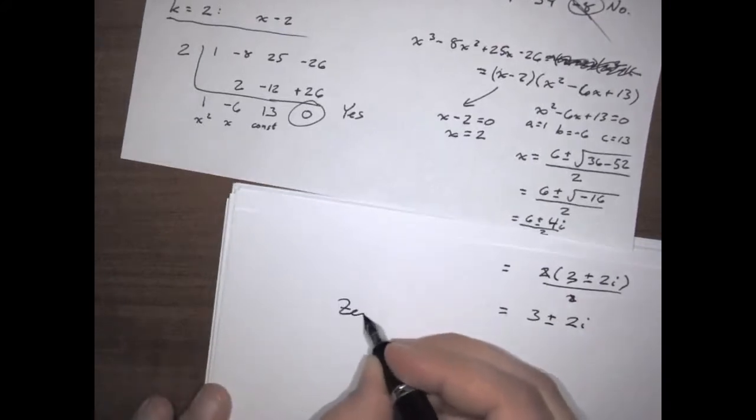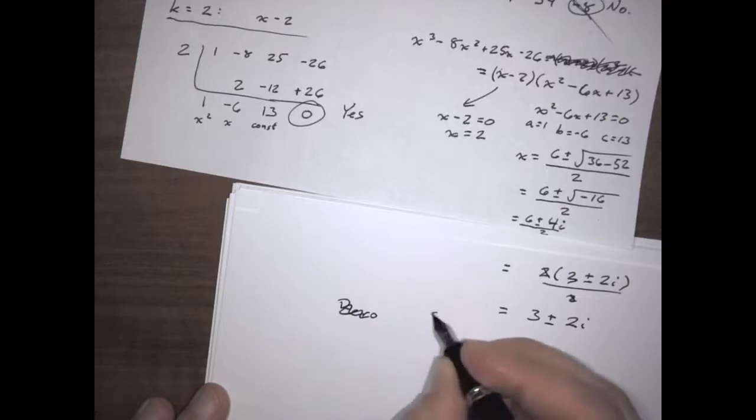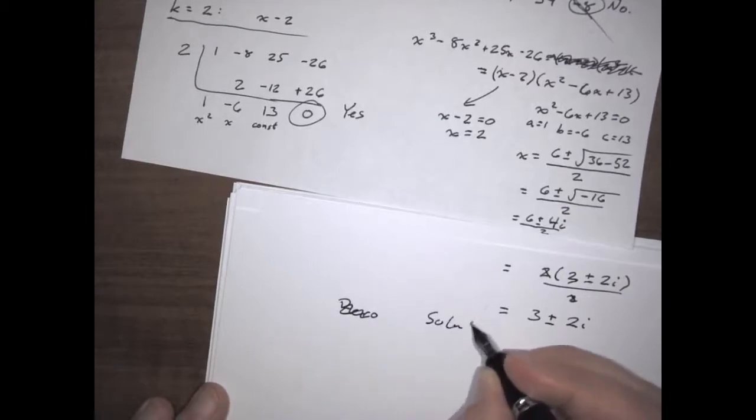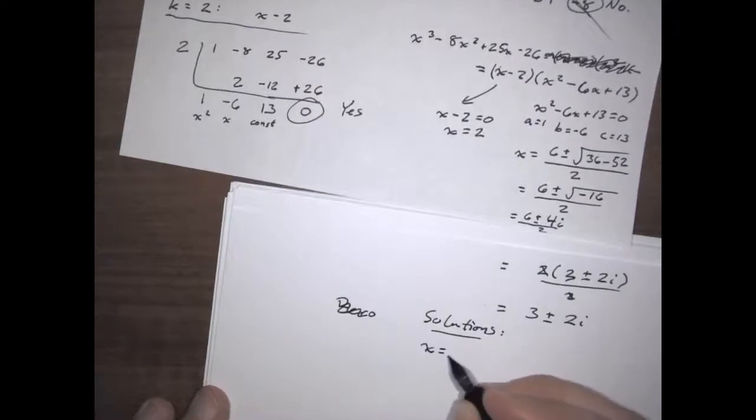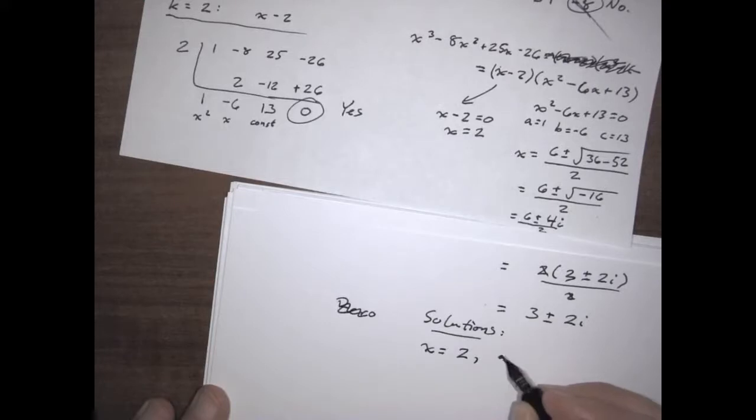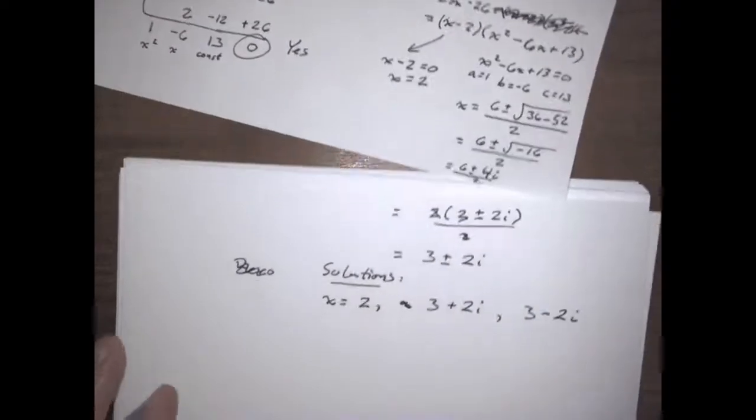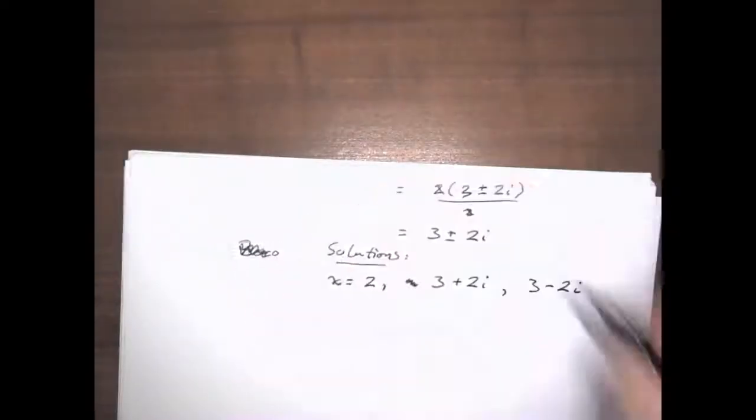So then our zeros, or our solutions, either way. Our solutions are x equals 2, x equals 3 plus 2i, or 3 minus 2i. So those are the solutions.